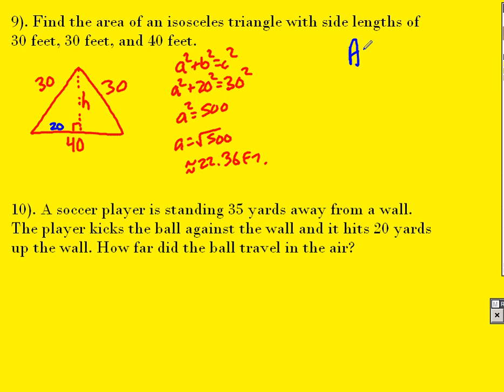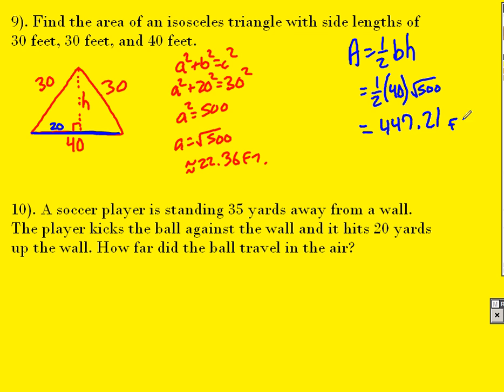To find the area, it's 1/2 times base times height. That's how you find the area of a triangle. So 1/2 times, we just said the base was that square root of 500, or you can plug in that decimal, times the height. Well, that was the height, I'm sorry, the base is this big long base. So you should have 1/2 times the base, which is 40, times the height, the square root of 500. And when I plug that in, I'll get 447.21. My units for area are feet squared.